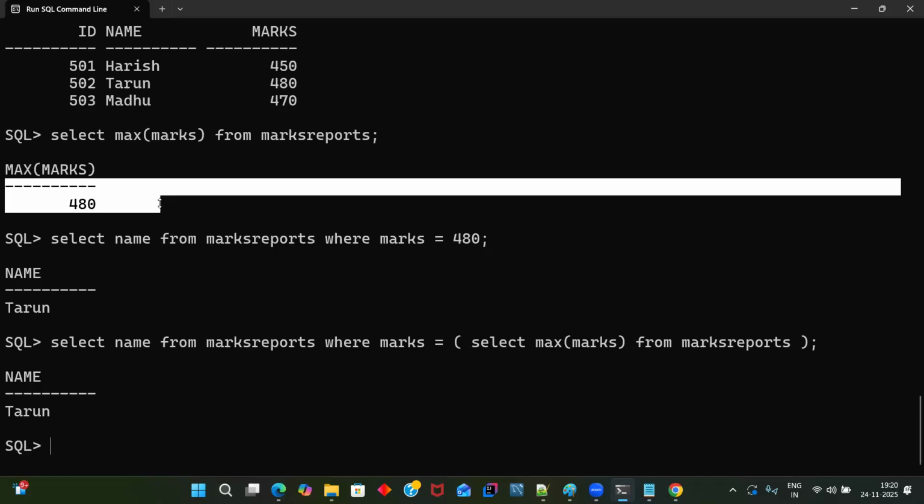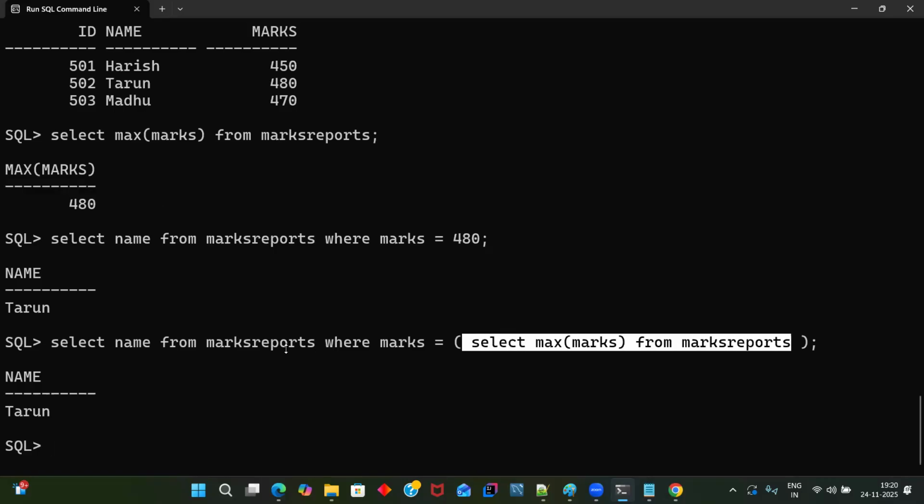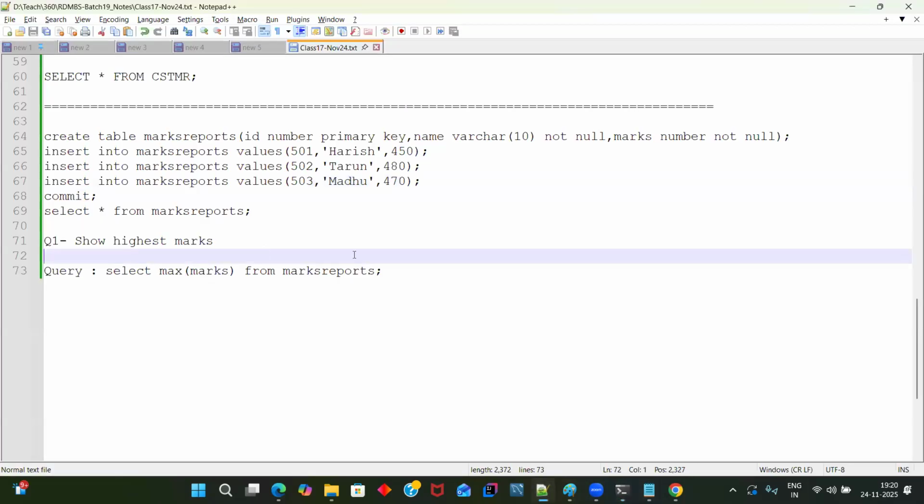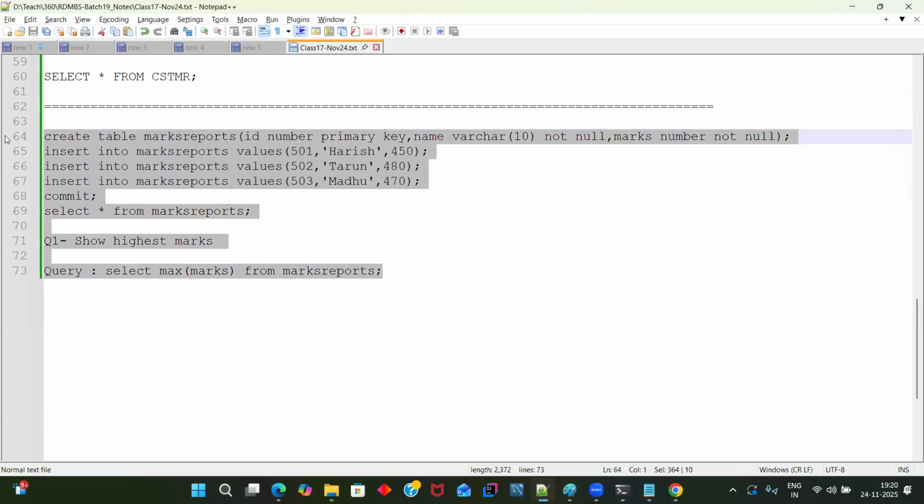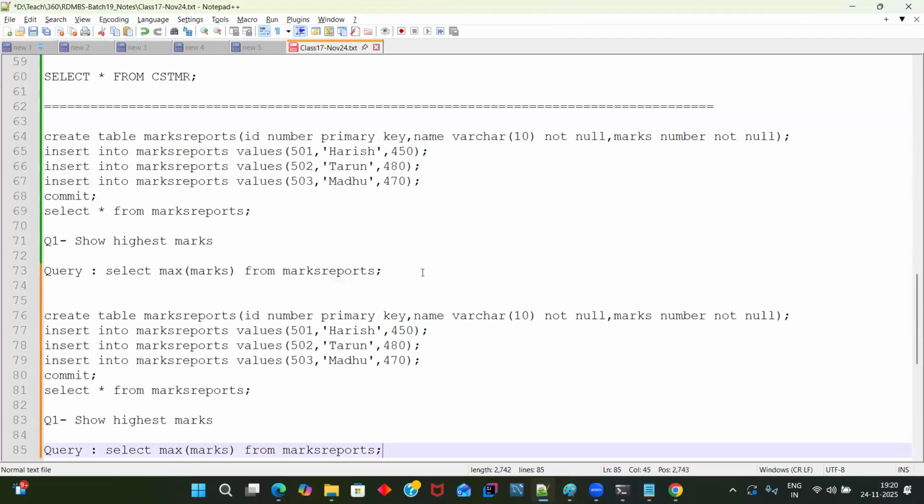Any doubts? No, sir. Okay. The subquery returns one row. That row we are checking the name, so we got the name. Next, I'll be altering the data. Guys, I'll be altering this data. I was modifying this data.